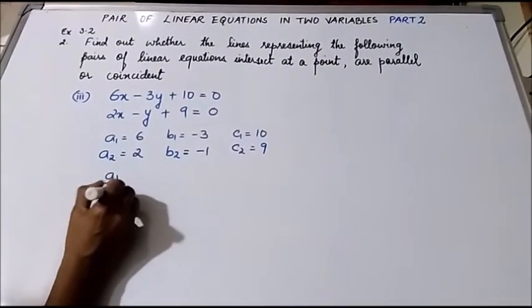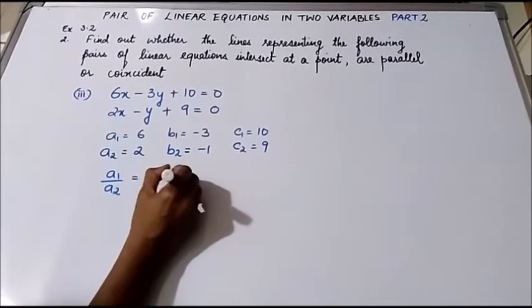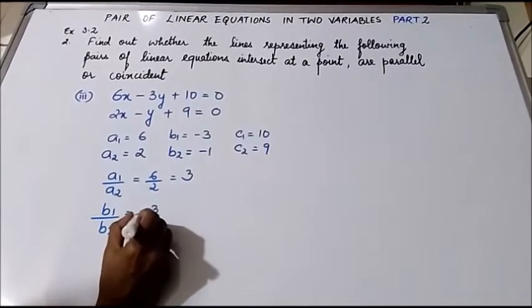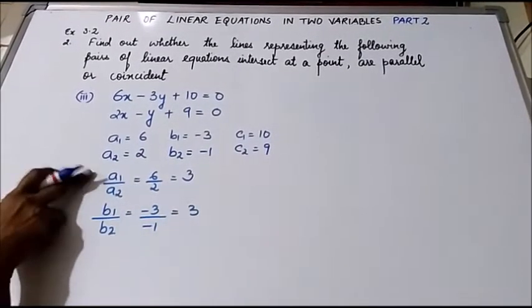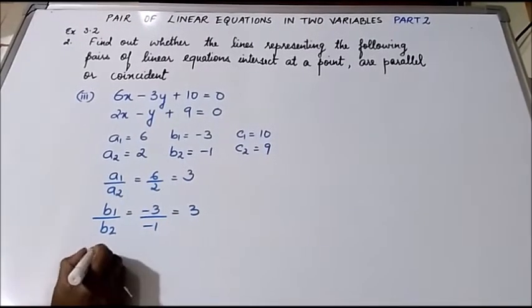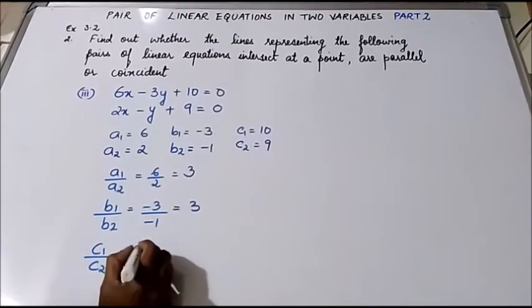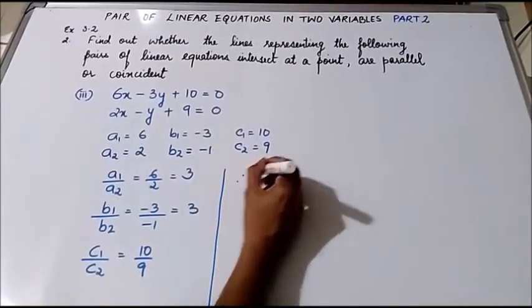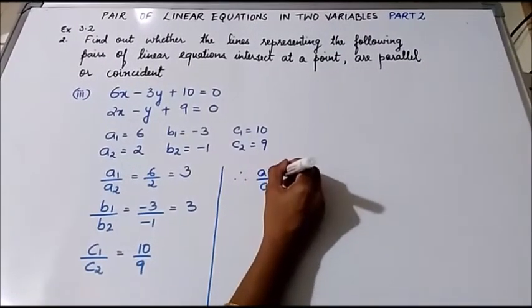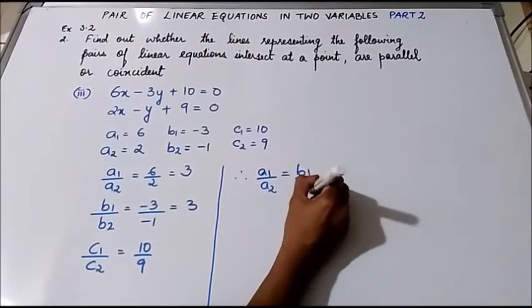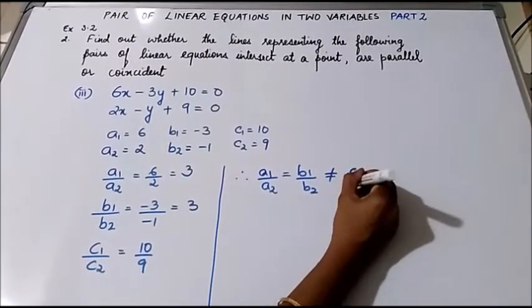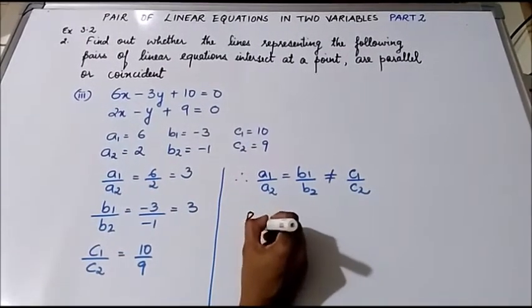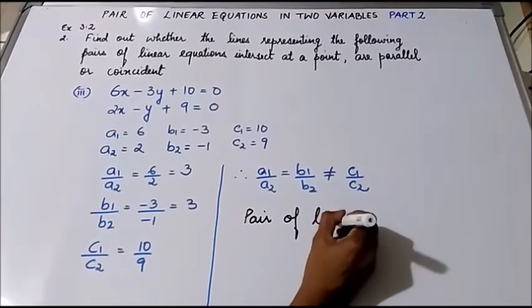So we got here A1 by A2 is equal to 6 by 2, that is equal to 3. B1 by B2, minus 3 by minus 1, that once again gives us 3. We see here A1 by A2 is equal to B1 by B2, so we will check even C1 by C2, that is equal to 10 by 9. So what do we get here? Therefore, A1 by A2 is equal to B1 by B2, not equal to C1 by C2. Therefore, what we get here? The pair of lines are parallel.